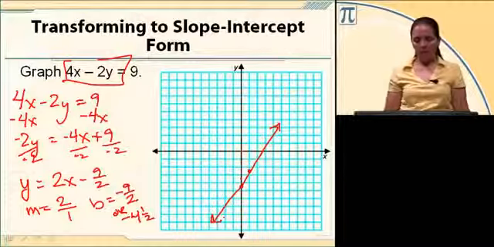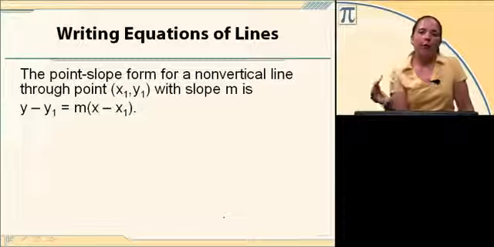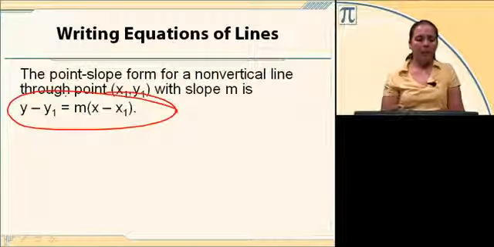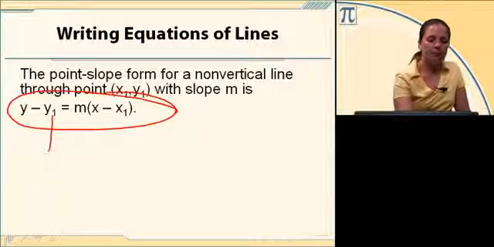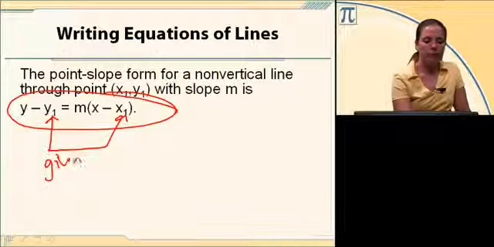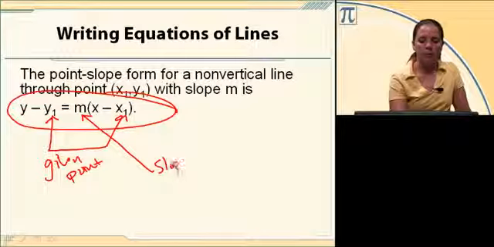All right, point-slope form. If you're given a point and you're given a slope, you can find the equation of the line by plugging in your point and plugging in the slope.